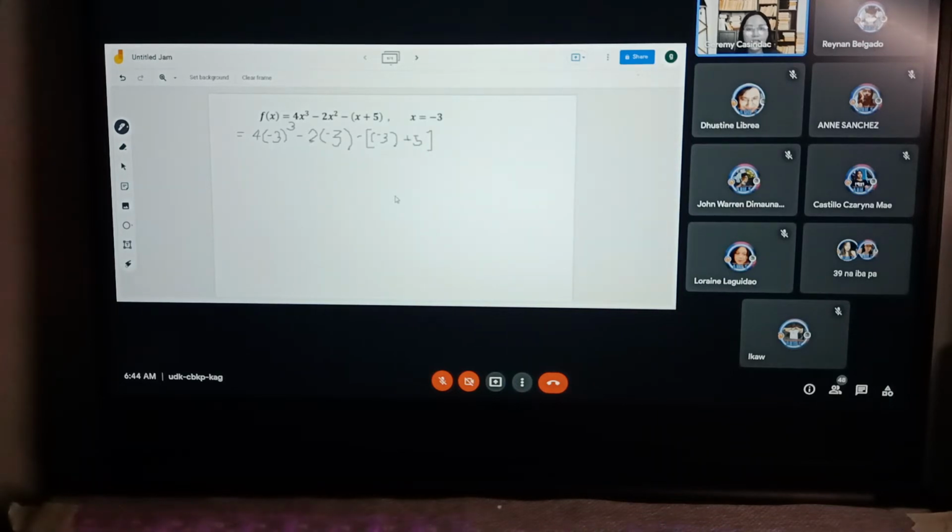Okay, so as you can see, lahat ng value ng x natin, pinalitan na natin ng negative 3. By the way, naalala nyo pa ba in how to add and subtract an integer? Anyone? Alam pa ba? Okay. So we have here an example of, first, bago natin isolve to, adding an integer.